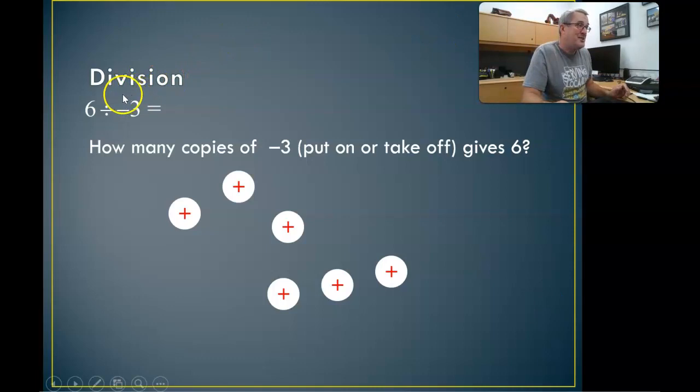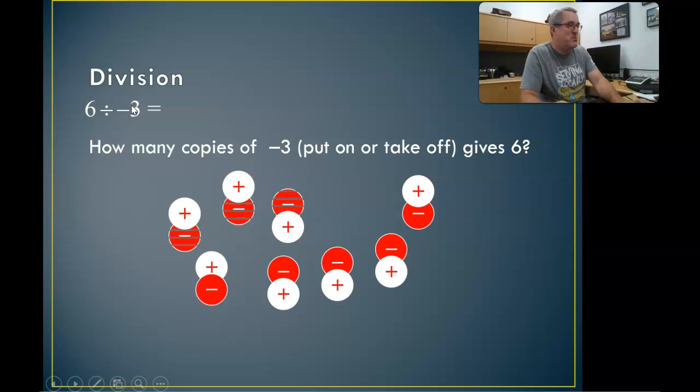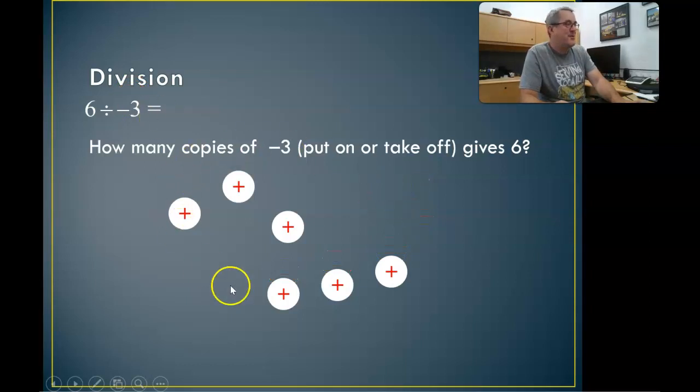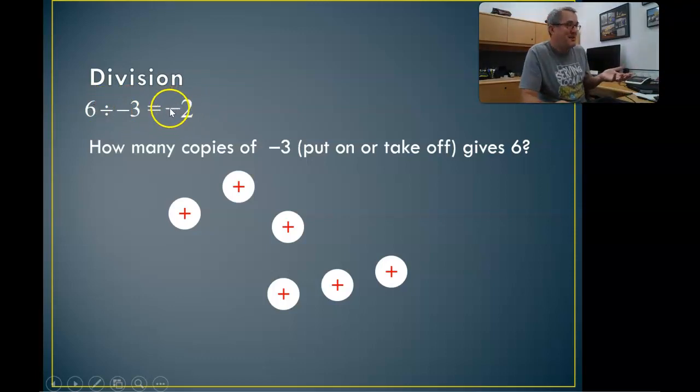So the question is, how many groups of negative 3 must be removed to produce positive 6? Removing is a negative act, and I had to remove 2 groups of negative 3 in order to get 6. Let me show it to you again. Starting from a sea of zeros, I removed a group of negative 3. I removed a group of negative 3, had some extra zeros, and after that I had positive 6.